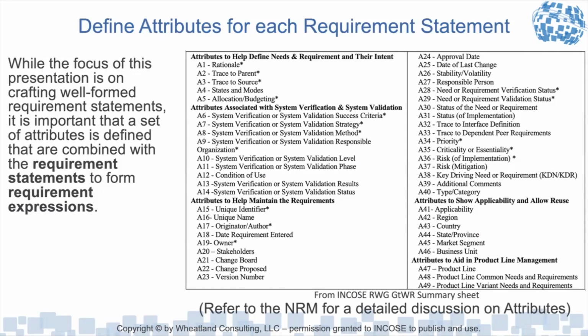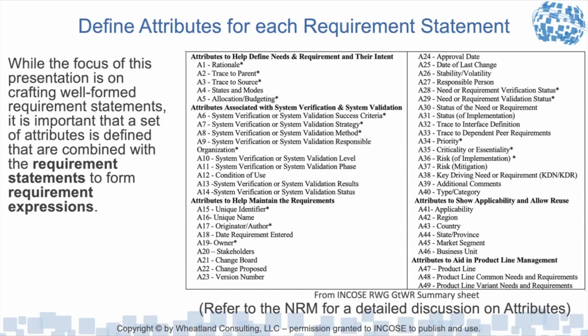And you can see we talk about at least 49 different attributes that could be included in your requirement tool and included with the requirements. The Needs and Requirements Manual goes into a detailed explanation of why each of these are included in this set and what the benefits are to including these. The asterisks on here are what we consider mandatory attributes.